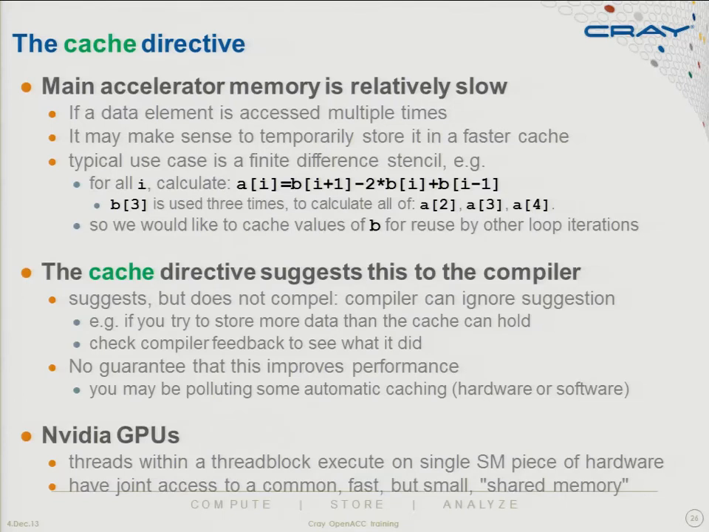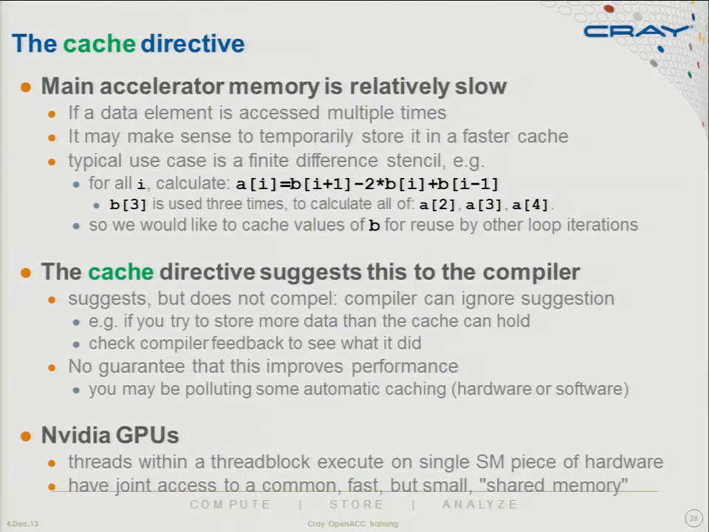So if I'm doing a stencil where I'm doing a finite difference, the values of B get reused. When I calculate 3 different A values, each one will use this particular array element. If every time I do this, I reload it from memory, that can be slow. So could I store these values in a cache and then reuse them?